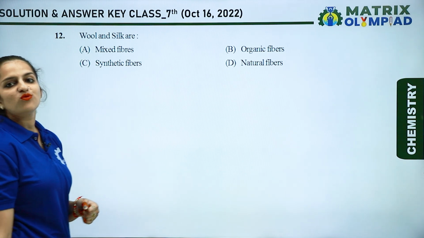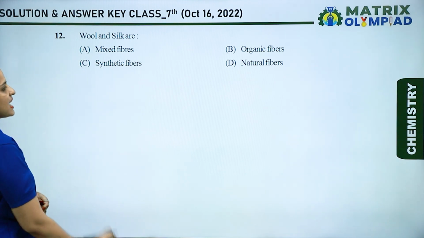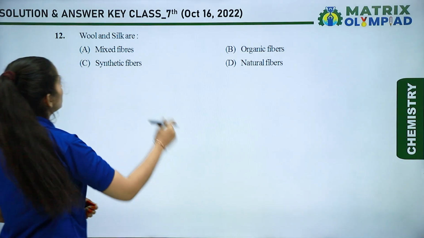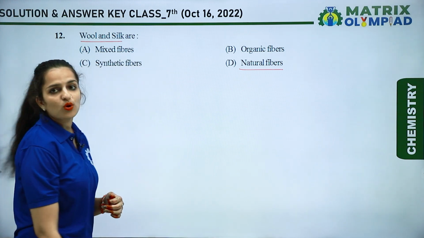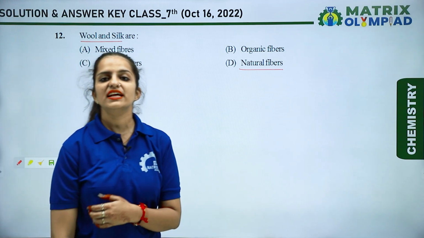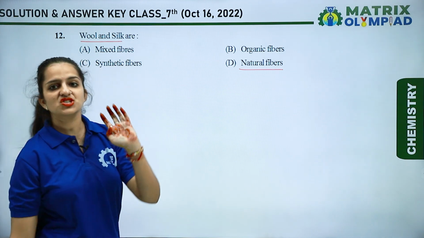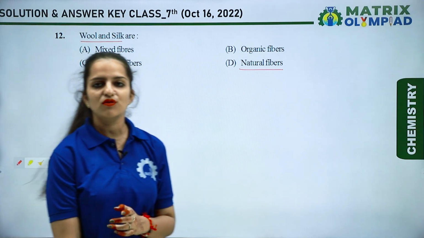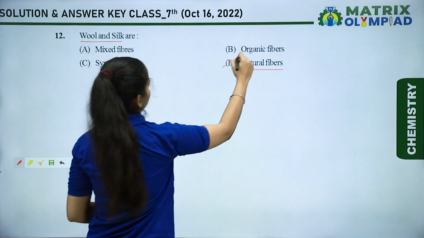The question is, wool and silk are mixed fiber, organic fiber, synthetic fiber or natural fiber? Wool and silk are natural fibers. Natural fibers are those which are obtained from natural things like plants and animals. Wool is obtained from sheep and silk is obtained from the silkworm. So wool and silk are natural fibers. Option D is correct here.